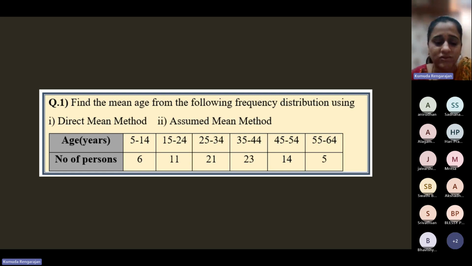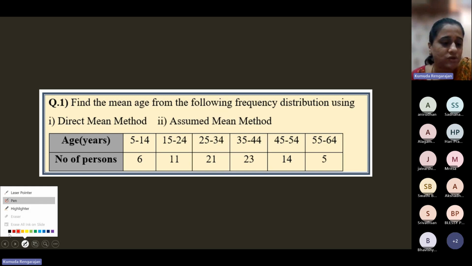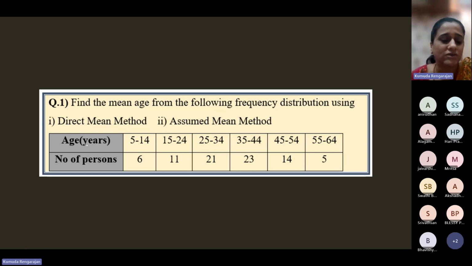Let's read the class intervals: 5 to 14, 15 to 24, 25 to 34, 35 to 44. So you can see there's a break, right? The class intervals are not continuous. So we call such a distribution, the class intervals here, what do we call them? Class intervals of inclusive type. Inclusive type.